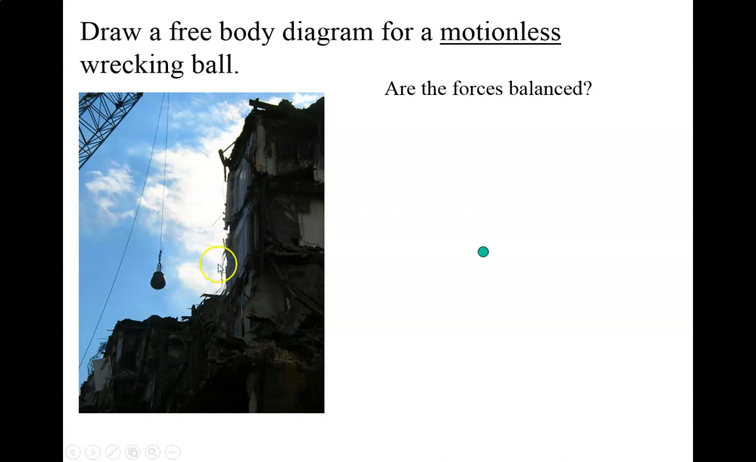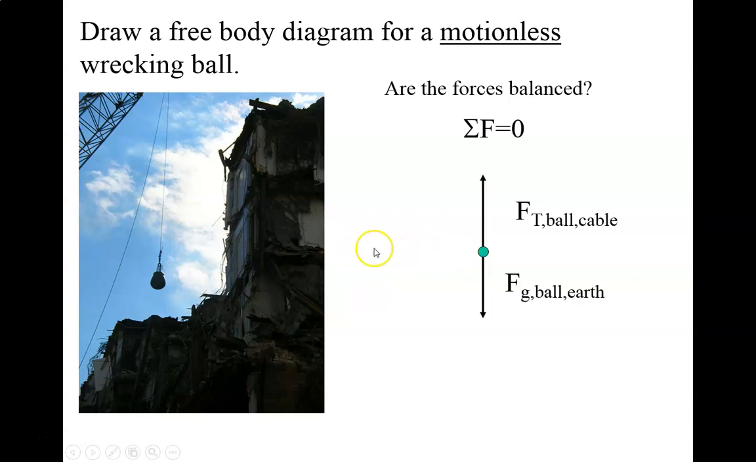Okay, well, I'd certainly say that there's a force of gravity going down, and what's preventing the ball from moving down is the cable. So there's a force of gravity on the ball by the earth down, and there's another force of tension on the ball by the cable. So this is the earth pulling the ball down. This is the cable pulling the ball up.